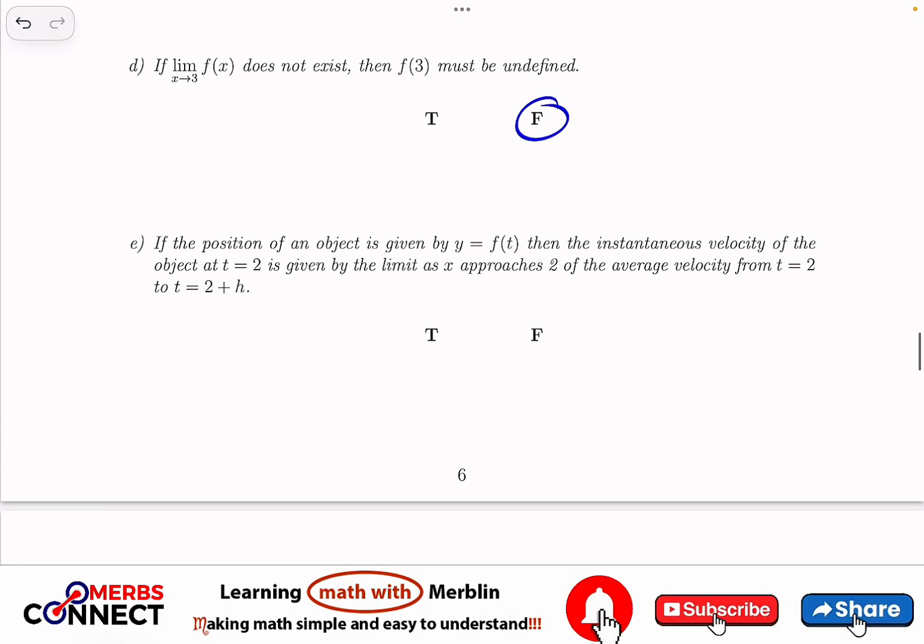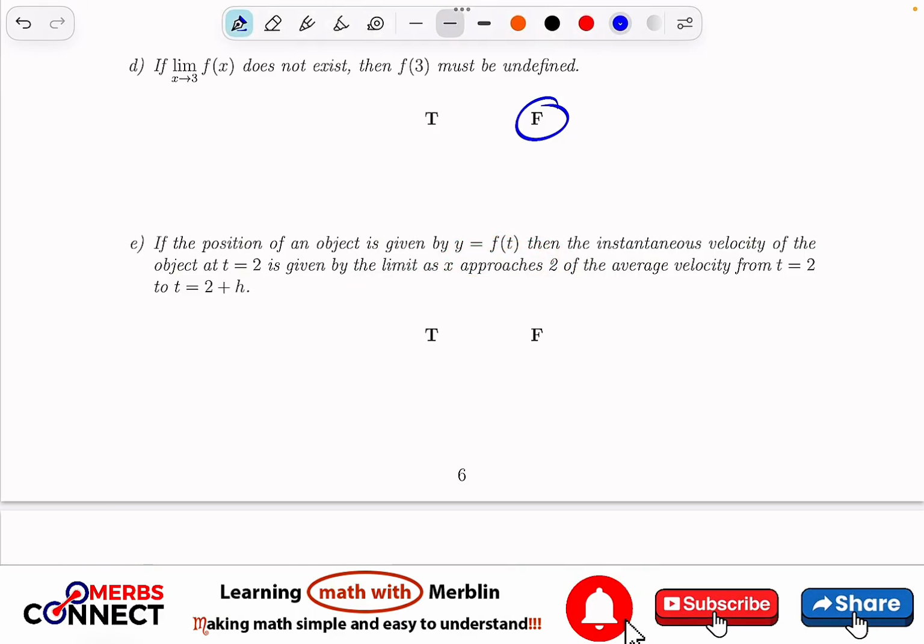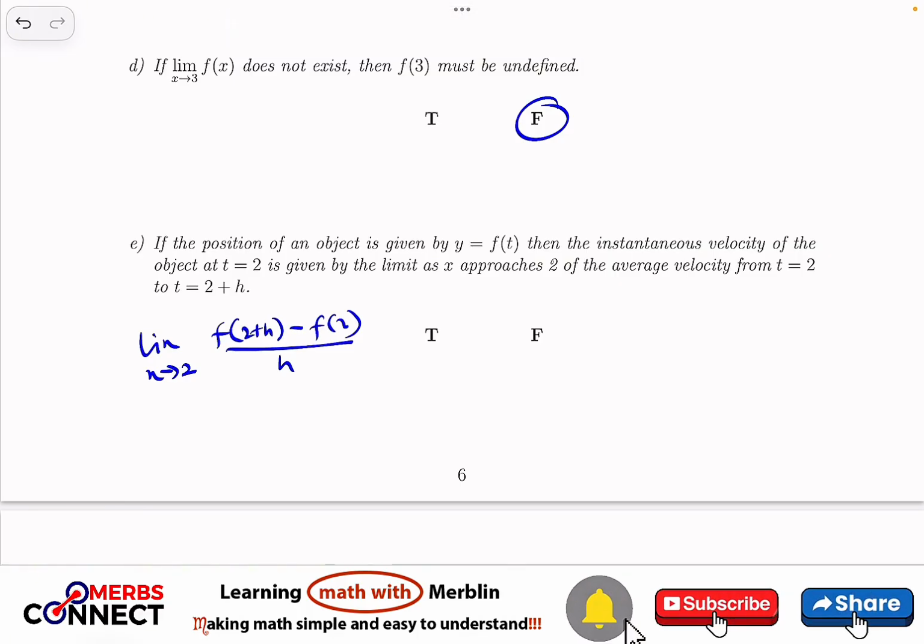Now let's look at the last question under true or false. The question is saying that if the position of an object is given by this, then the instantaneous velocity of the object at t equal to 2 is given by the limit as x is approaching 2. So this one is good for you to be writing: the limit as h is approaching 0 of the average rate of change, f of 2 plus h minus f of 2, divided by h. So here, the only problem is, anytime you are talking about instantaneous rate of change, you see that the function depends on h.